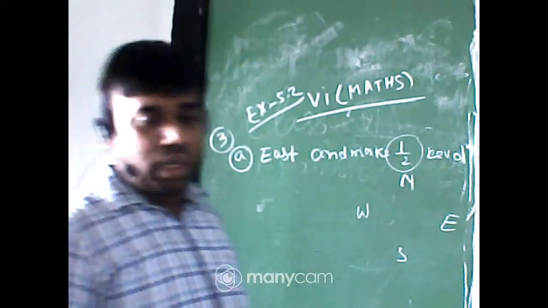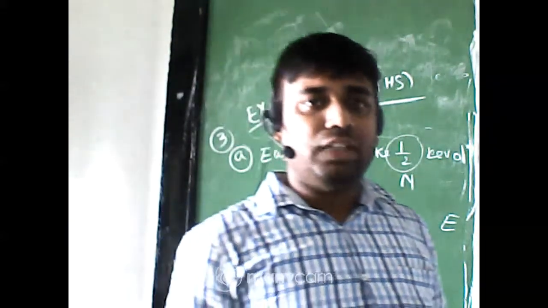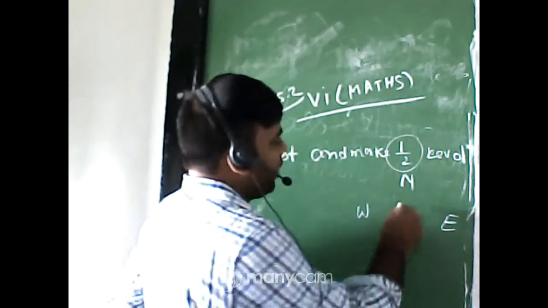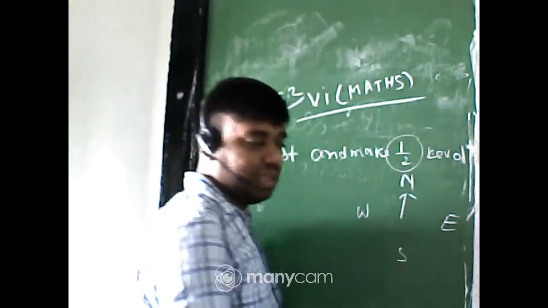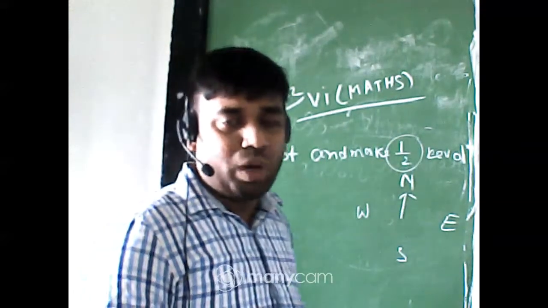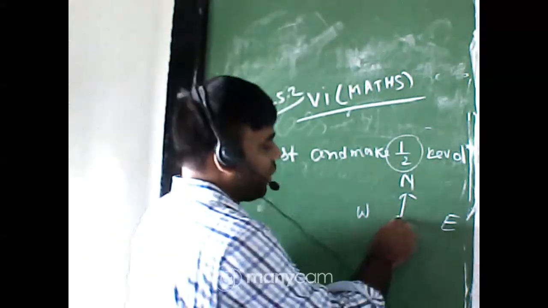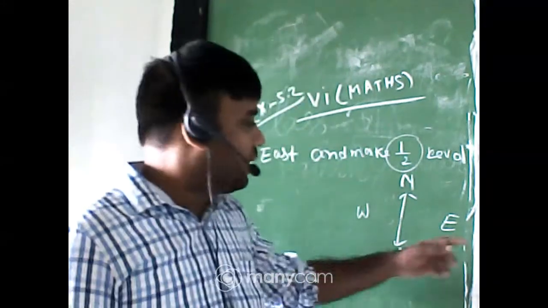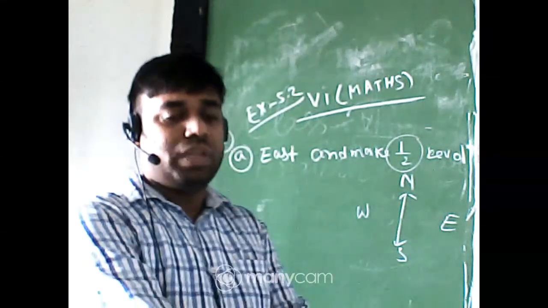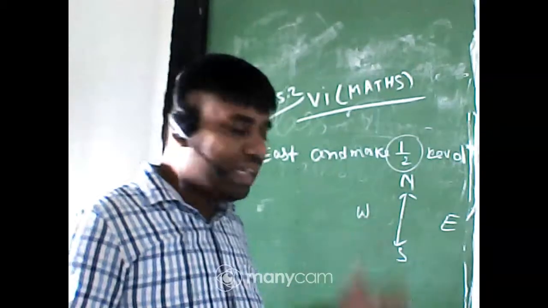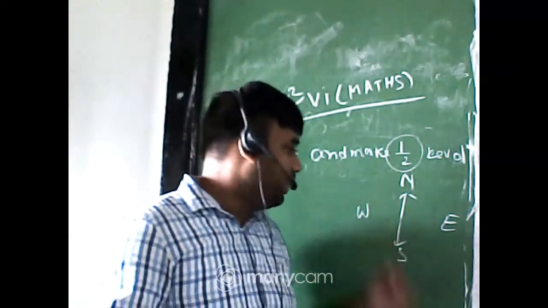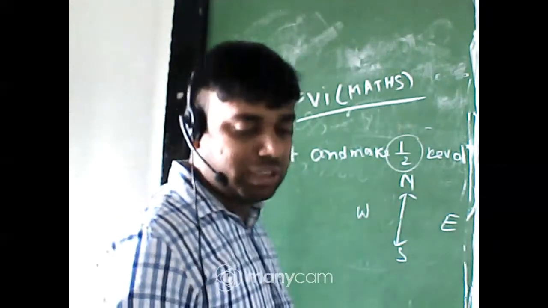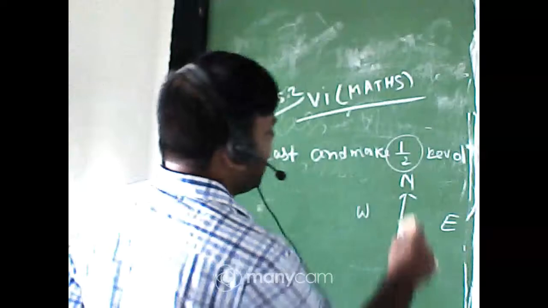And one thing students, 180 degrees: if you are facing north and move 180 degrees, the direction will be south, the opposite direction. If anyone is facing east and moves 180 degrees clockwise, it will be west, just the opposite direction. 180 degrees means opposite direction. Got it?